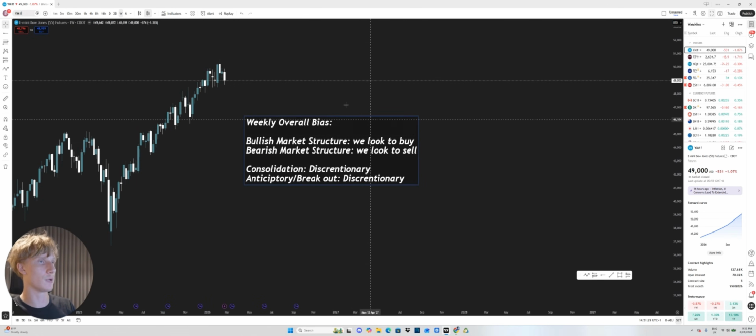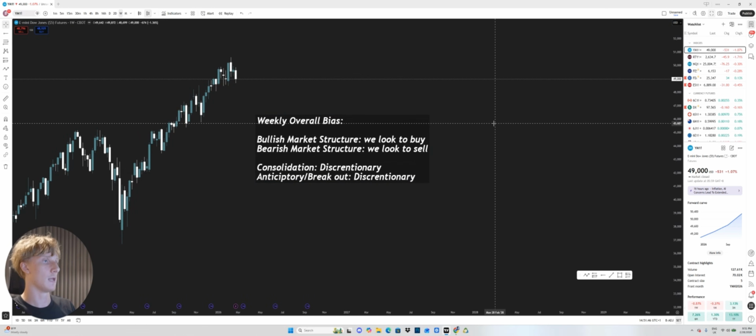Okay, so once you've done your overall analysis on the weekly time frame, you then have your overall bias. And from that, you should decide what state the market is currently in. Are we bullish? Are we bearish? Are we consolidating, so going sideways, or are we breaking out, so anticipating a new trend? So yeah. Now, very simple. If we are bullish, we're going to look to buy. If we are bearish, we're going to be looking to sell.